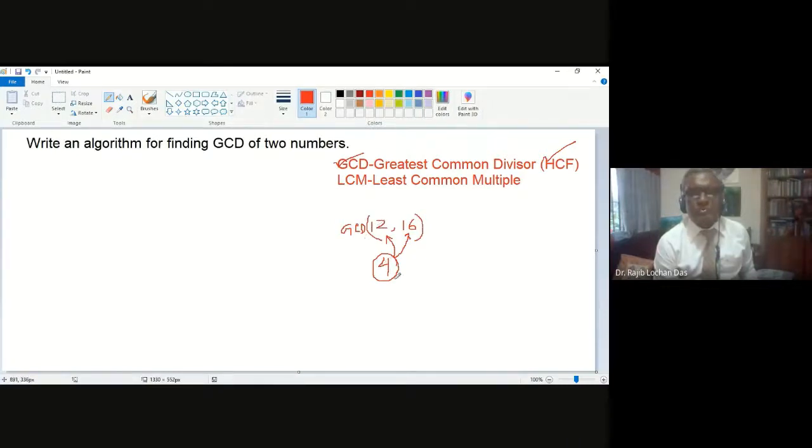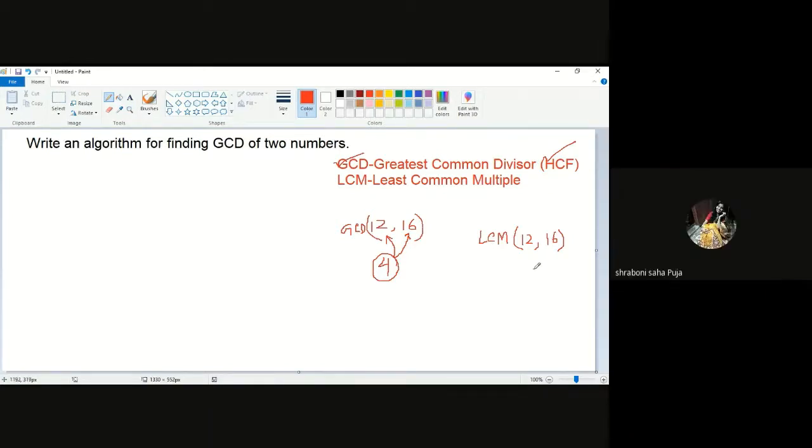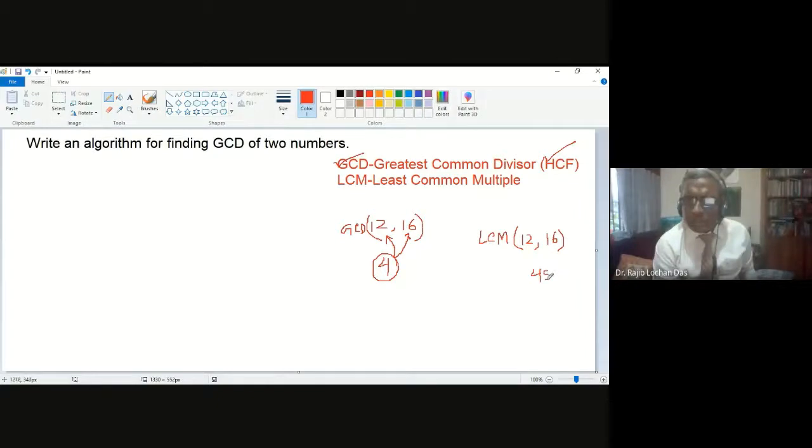12, 16, GCD 4. And if you think about LCM, then it will be the lowest multiple. Lowest multiple means, in this case, you will find another number that is divisible by 12 and 16. So what will be the number? Can you tell me the number?